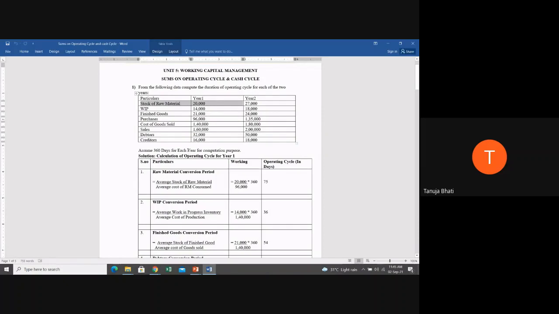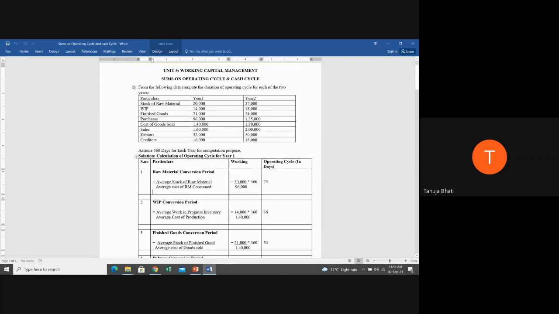What is the stock of raw materials? 20,000. First we will calculate step by step. Solution: calculation of the operating cycle for year one. First we require the raw material conversion period. What is the formula, students? Average stock of raw materials divided by average cost of raw material consumed. What is the stock of raw material given? 20,000. You write the numerator 20,000 divided by average cost of raw material consumed.